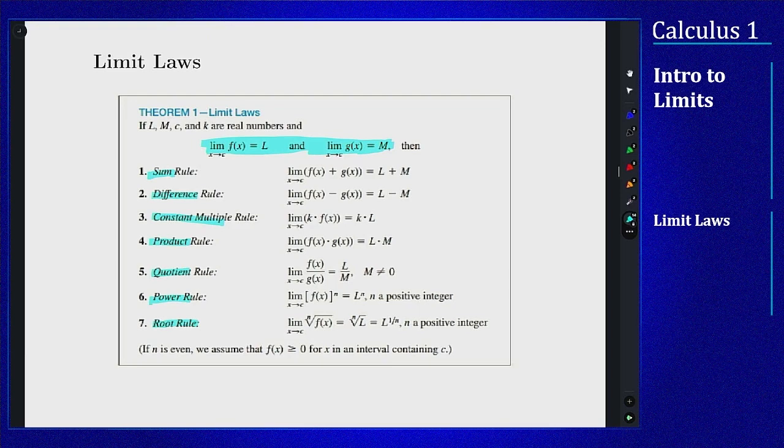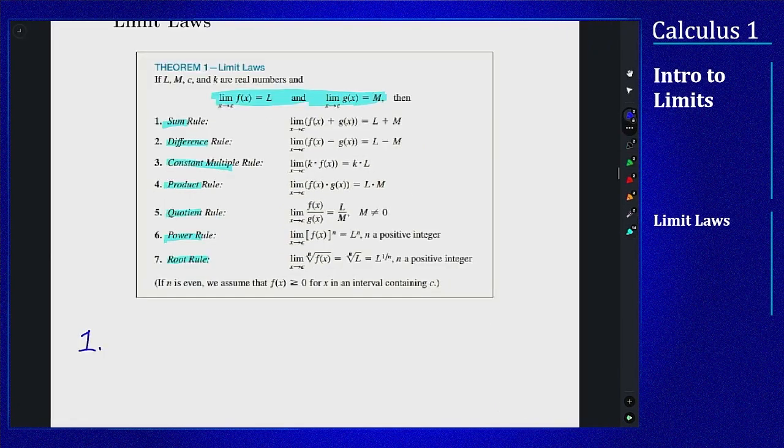So what's the intuitive idea behind this sum rule? Well, the sum rule basically says that if I take the limit as x goes to c of f plus g, what I get is L plus M. And so the intuitive idea here is that I want to show that as x gets really, really close to c, f plus g gets really close to L plus M. So we would want to make f of x plus g of x minus L plus M arbitrarily small when x is close to c.